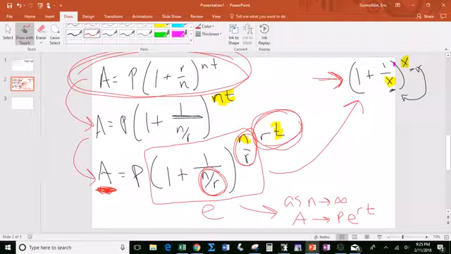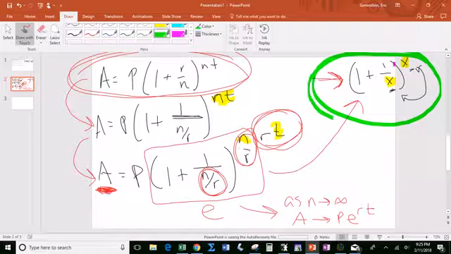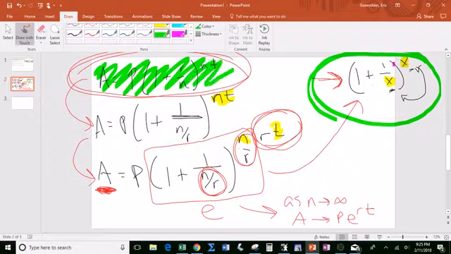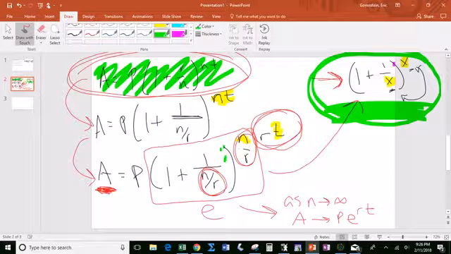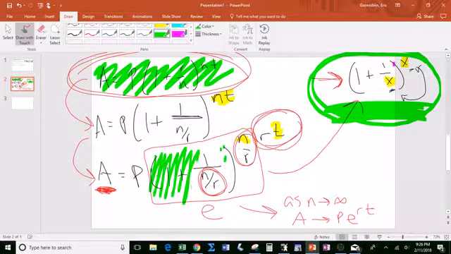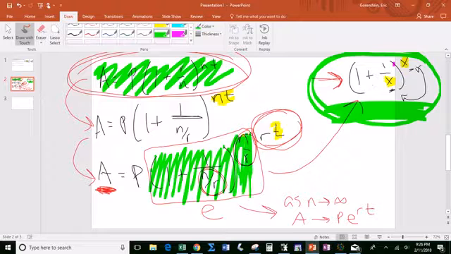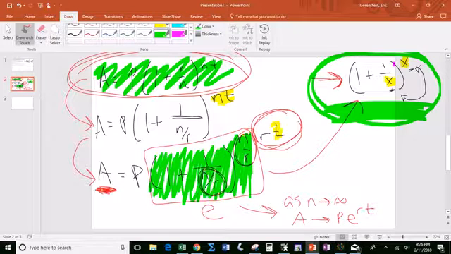So this is where the E, well, this up here, I'll put a green circle around it. This is where E comes from. This is the definition of E. So what we do is we take this equation and we rewrite it so it contains something that looks exactly like this. And then this here becomes the number E. 1 plus 1 over something raised to the same something. Okay, so now we have our compound interest formula. We could go back to the problem.